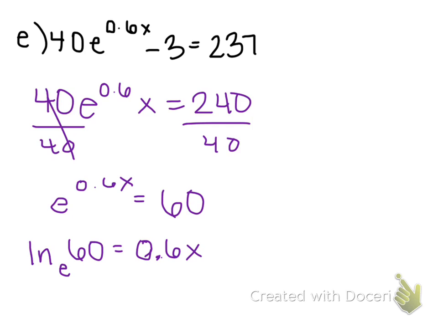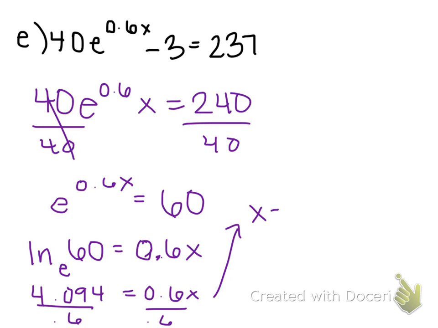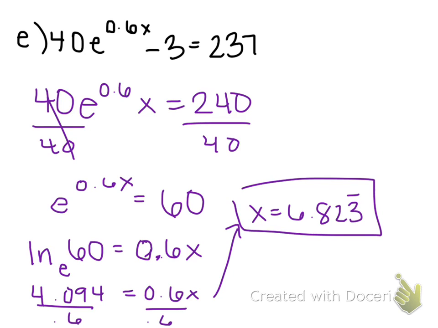Calculators are in base e for natural log, so you don't have to do the change of base here. You just type natural log of 60. When you do that, you get 4.094 equals 0.6x. And we're going to divide both sides by 0.6. And we get x equals 6.823 repeating. Okay, so go ahead and try that last problem and make sure you input your answer on the video.